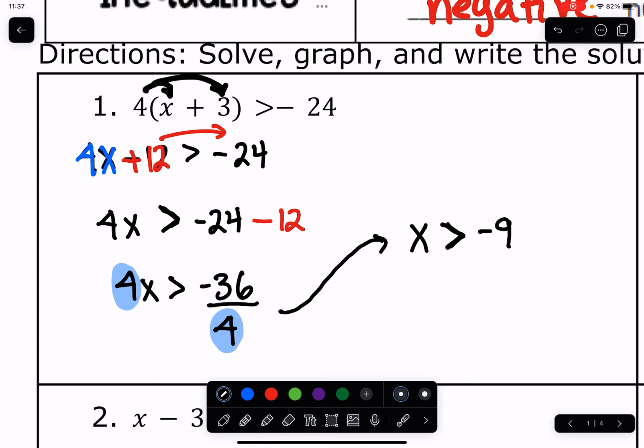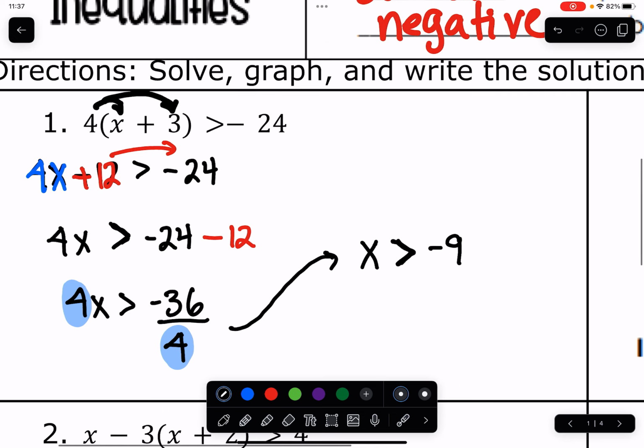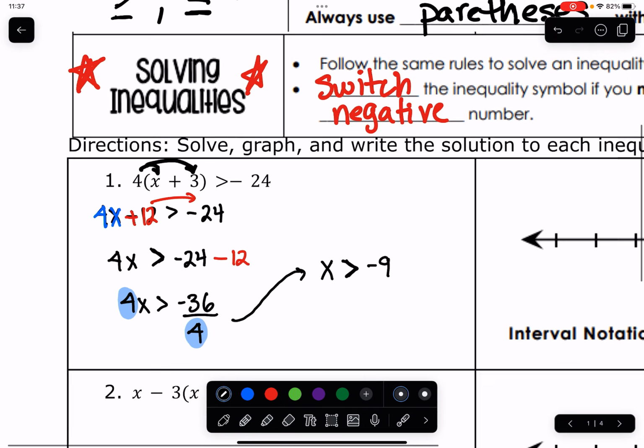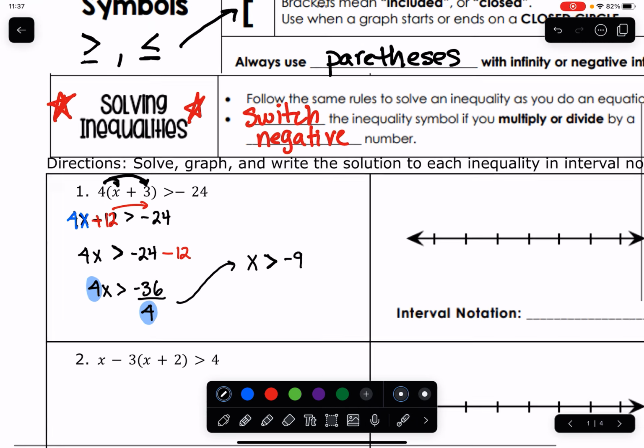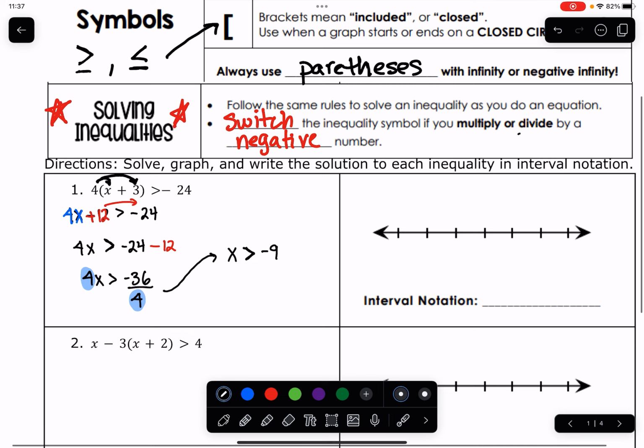Notice that our answer is negative, but we did not switch the inequality. Again, the new rule is that we switch the inequality only if we are multiplying, or in this case, dividing by a negative number. And we're not. We're dividing by a positive number, so the inequality is going to stay in the same direction.